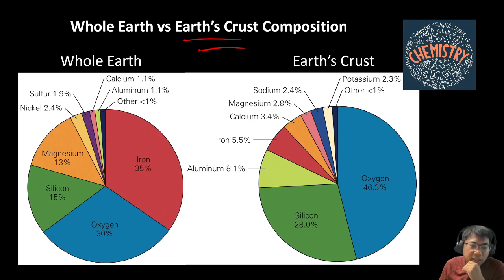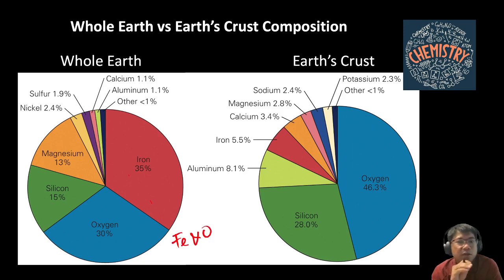For the whole Earth, iron and oxygen are the two most abundant elements within the entire Earth. Iron and just oxygen, not O2, I'm sorry. And remember that iron is mostly found within the core of the Earth. This is something we already talked about when we learned about the geosphere in the Earth system lecture.